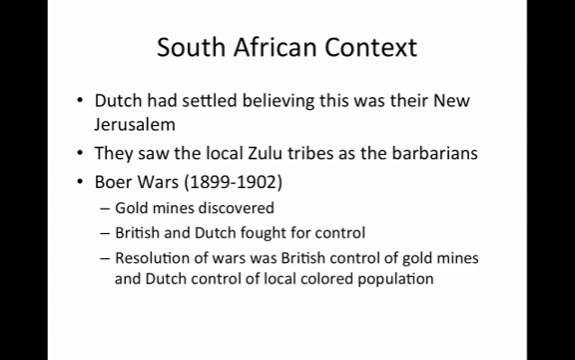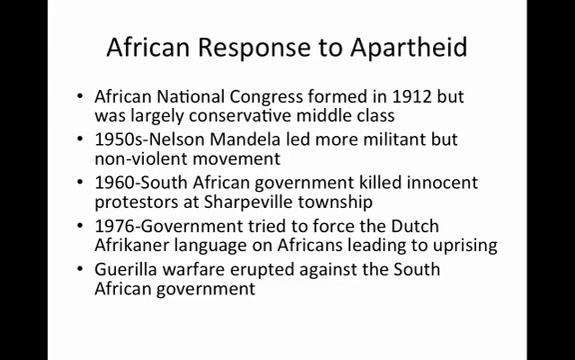In the end, the British resolved this problem by making an agreement with the Dutch, who eventually became known as the Afrikaners, where the British would get to control gold mines, the Dutch would get to control the local colored population, and the Zulu would be under the control of the Dutch. In response to this, Africans formed the African National Congress in 1912, but it was largely a conservative middle class, like we saw in India.